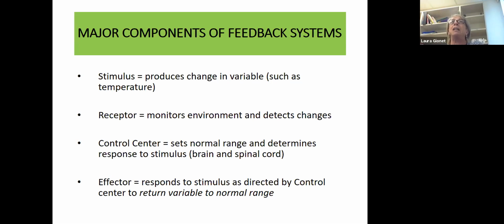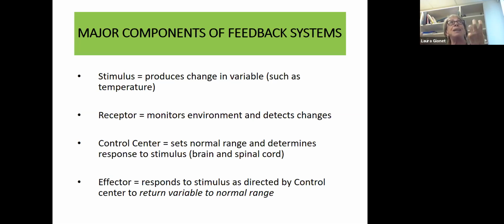So it starts with some kind of a stimulus, and a stimulus produces a change in a particular variable, such as body temperature, or the temperature coming in contact with your hand or your foot. We're just going to use that as an example. Let's say you put your hand down on something hot. The stimulus is going to be increased temperature. On the surface of your body in that particular area, we have free nerve endings, and they are pain and temperature receptors.